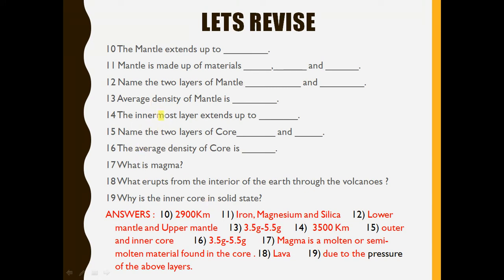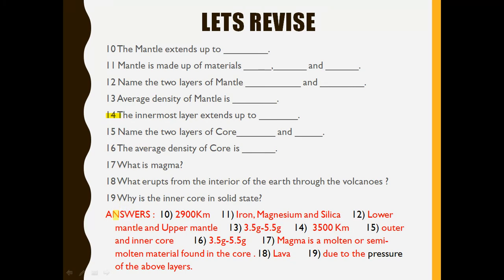Question number 14. The innermost layer, the core, extends up to 3,500 kilometers. Name the two layers of core: outer core and inner core. Now, do you remember the temperatures of the same? Outer core has a temperature of 2,200 degrees centigrade and the inner core has a temperature of 5,000 degrees centigrade. Question number 16. What is the average density of core? That is 3.5 grams to 5.5 grams.